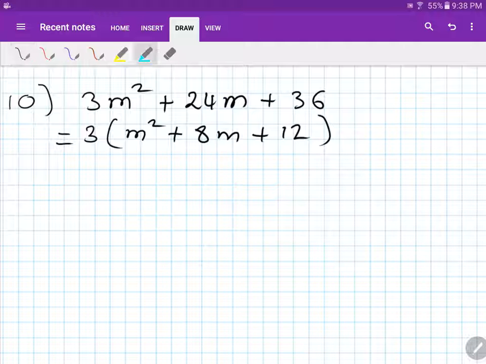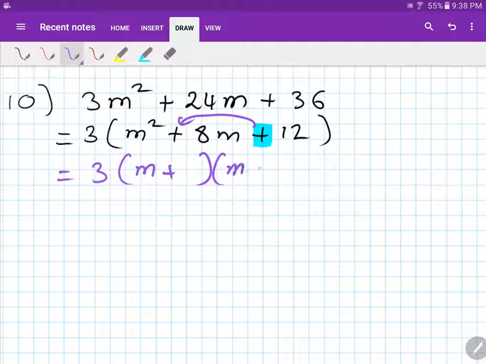Then you do it normally. So look at this side. It's a plus, so I just copy whatever this side is. So the m's, you copy this out, 3m plus, m plus again. Then what times what gives me 12 and adds to give me 8? The only answer is 6 and 2. And it doesn't matter where you put them, because both are on the same side, of course, 6 and 2, or 2 and 6, okay?